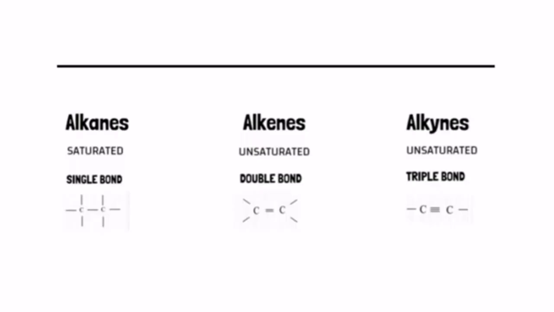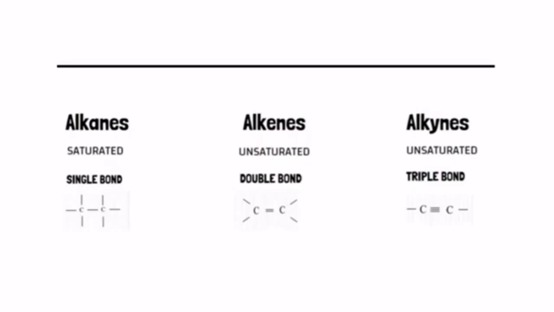Then alkanes are saturated, meaning that they contain single bonds between the carbon atoms. Alkenes are unsaturated. Why? Because they have a double bond between the carbon atoms. Then alkynes are more unsaturated. Why? Because they contain a triple bond. So it's very, very important.